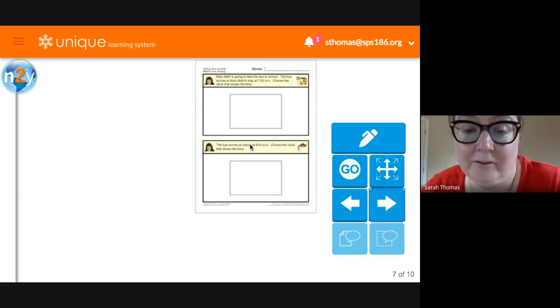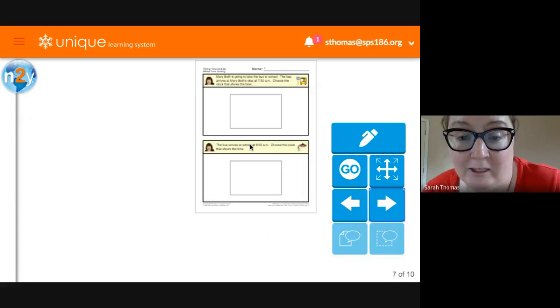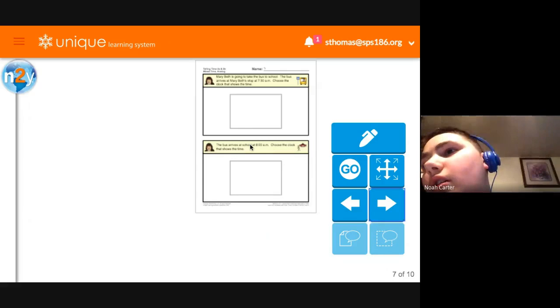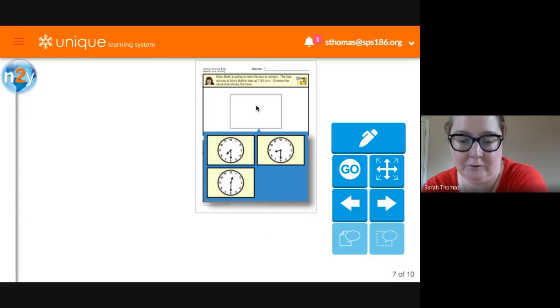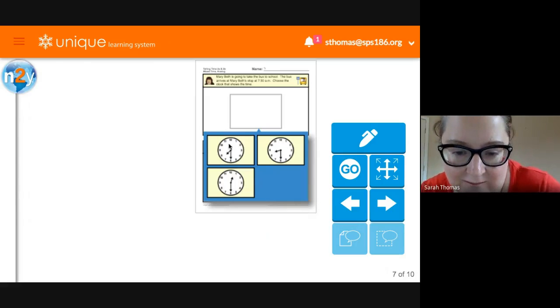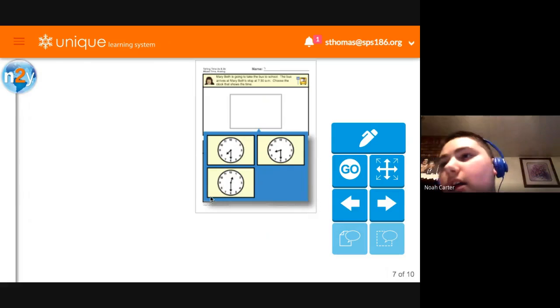Mary Beth is going to take the bus to school. The bus arrives at Mary Beth's stop at 7:30 a.m. Which one of these clocks says 7:30? Is it A, B, or C? A.